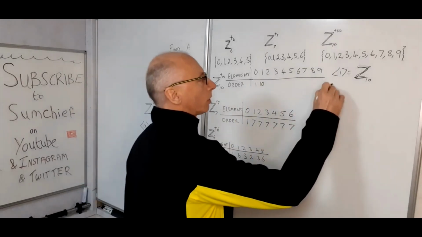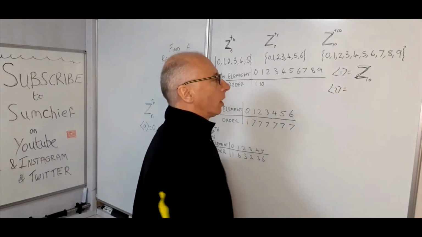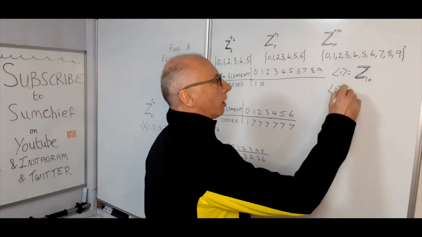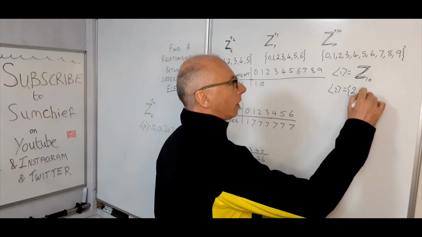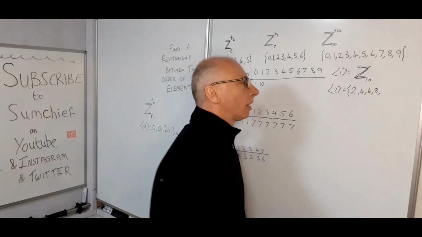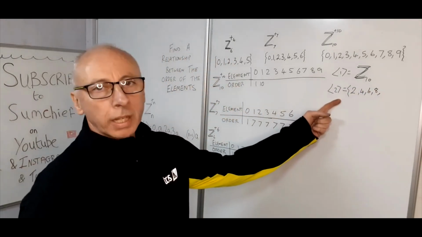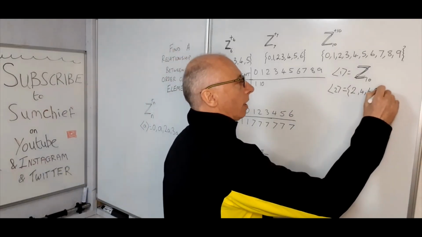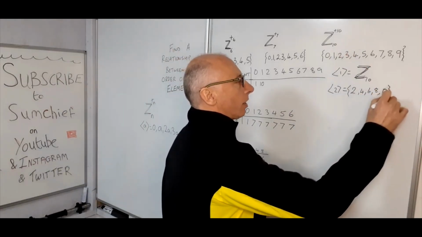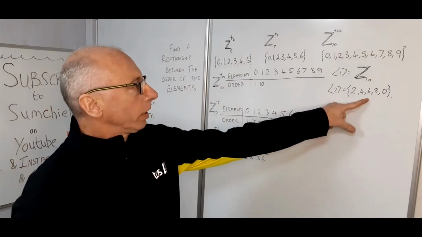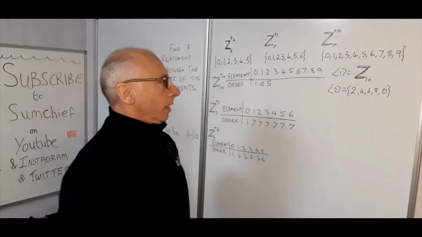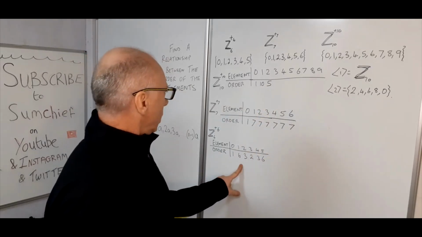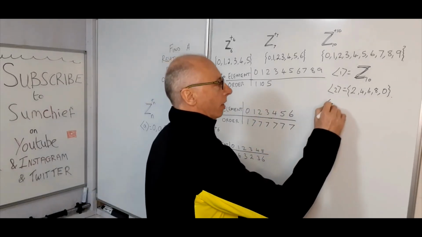Let's try 2. So keep adding 2, see what set we get. So 2 plus 2 is 4, 6, 8. When we add 8 to 2, we get 0 in modulus 10. So then the order of this little subgroup here is 5. So that's different there.